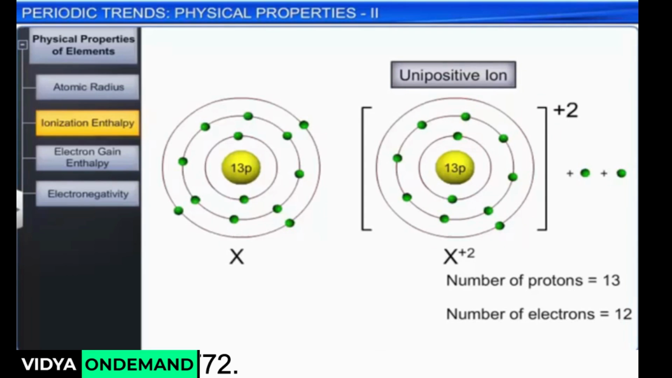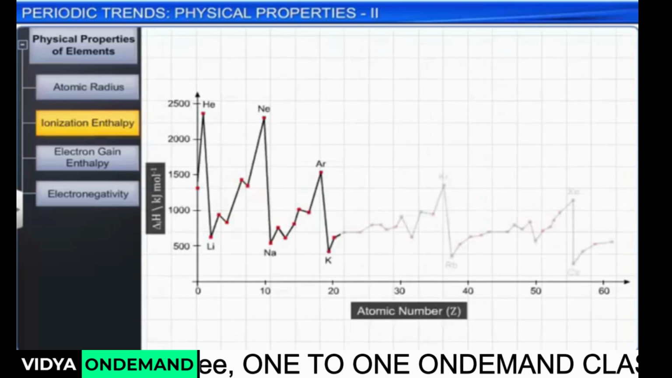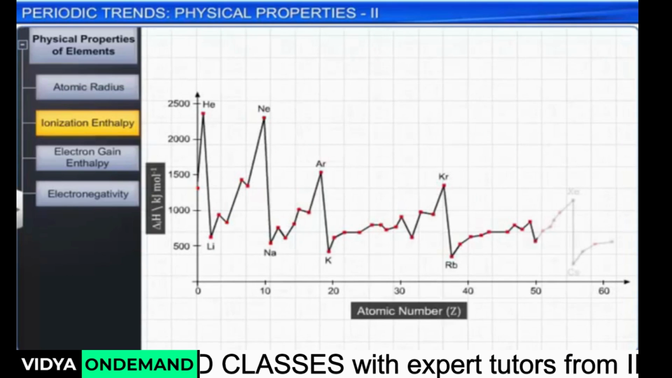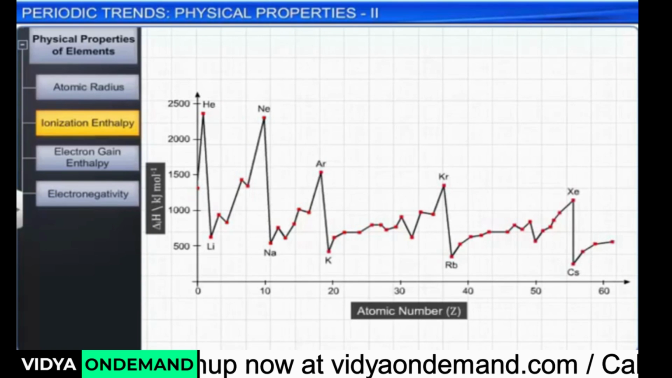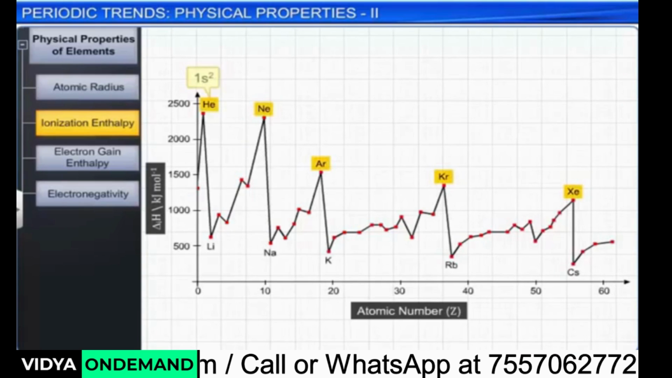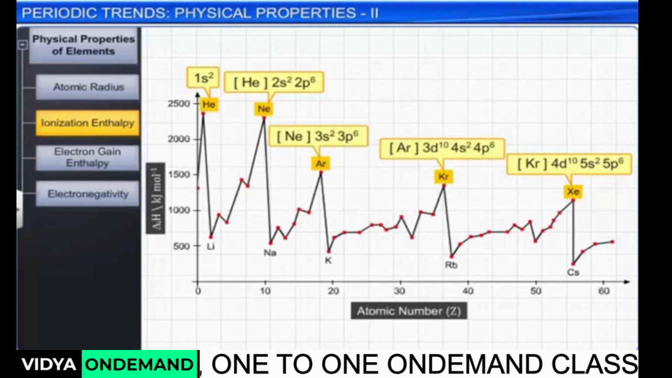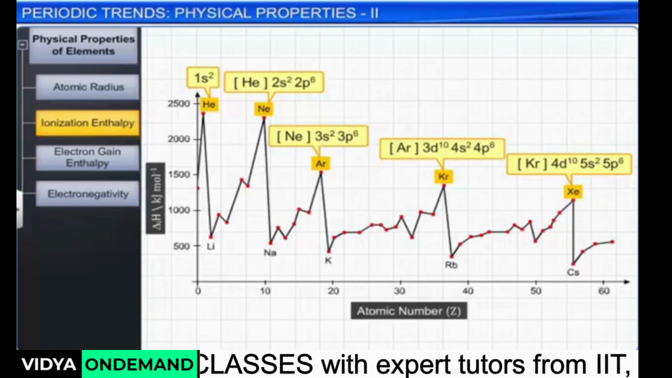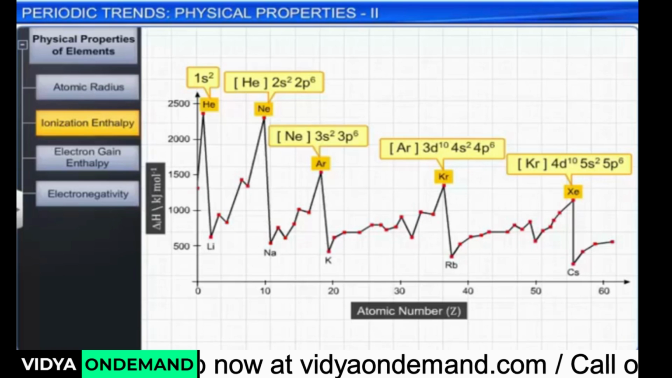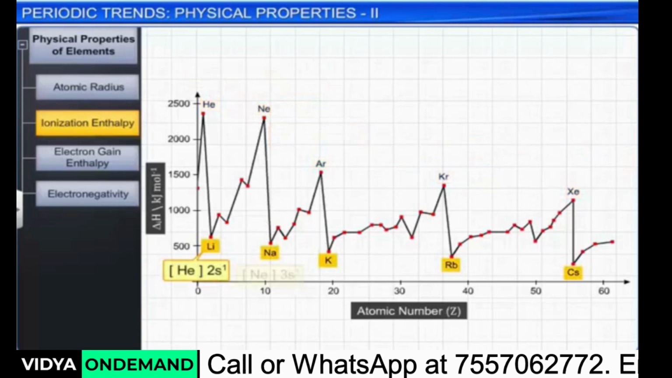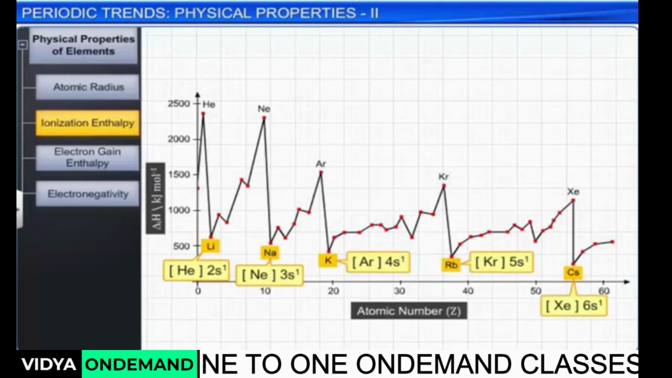The graph shown here depicts the variation in first ionization enthalpies, delta IH, of the first 60 elements in the periodic table. As you can see from the graph, noble gases with stable ns2 np6 configuration have the maximum first ionization enthalpies and hence are chemically inert. The alkali metals with one electron in their valence shell, on the other hand, have the lowest first ionization enthalpies and hence are highly reactive.